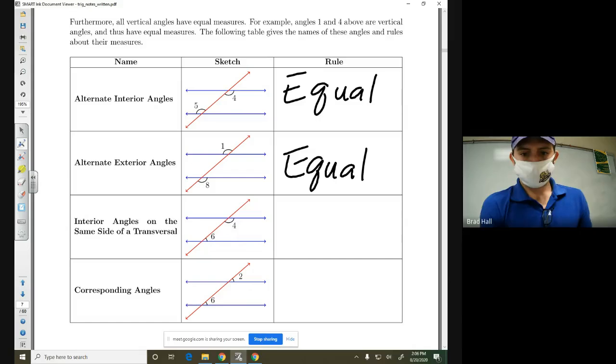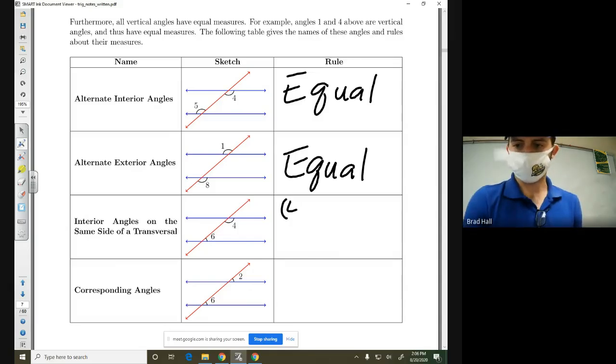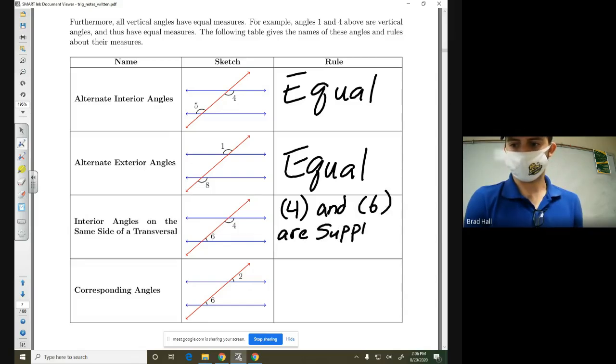So what about interior angles? The next one. You can definitely tell that 4 and 6 here are not the same size. 4 is definitely larger than 6. So I won't be writing equal. Instead, I'll say 4 and 6 are supplements, or supplementary.